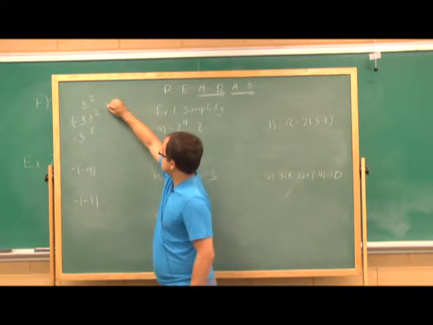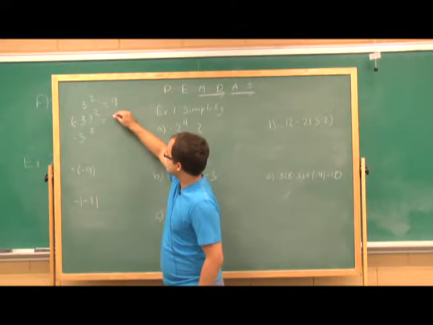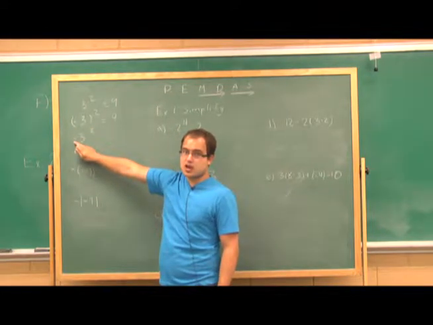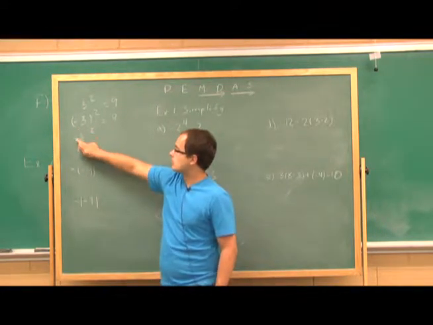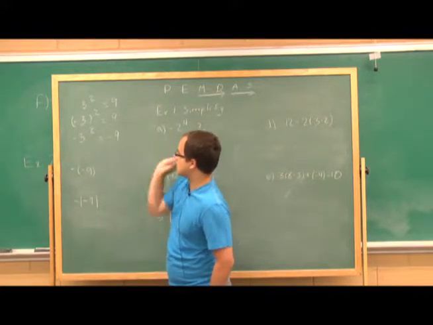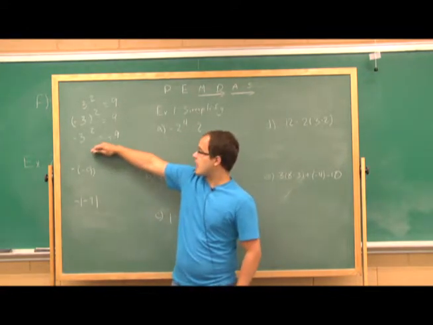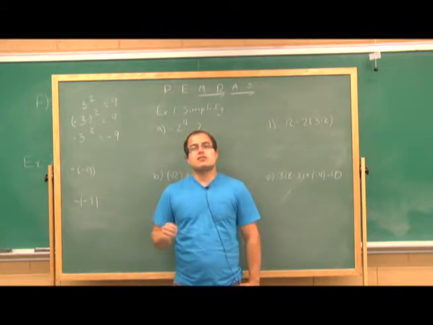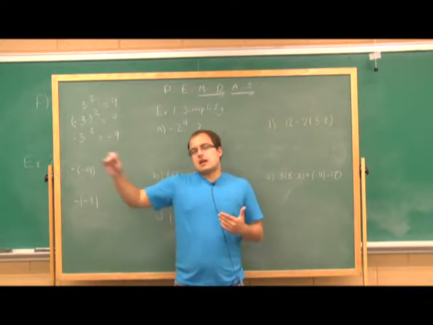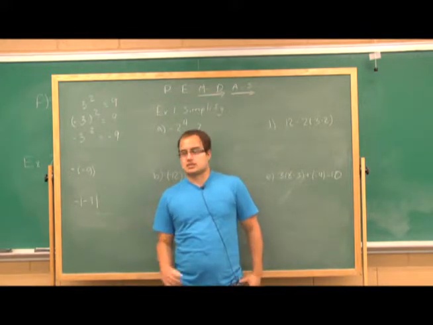3 squared is 9. Negative 3 squared is also 9. But since the negative is not in parentheses, this says negative, pause, 3 squared. So 3 squared is 9, but I need the negative of that, so negative 9. So the rule you have to remember from the exponents is if the negative sign is in parentheses, you raise it to the exponent. If it is not, you leave it at the end and change your answer to the opposite.